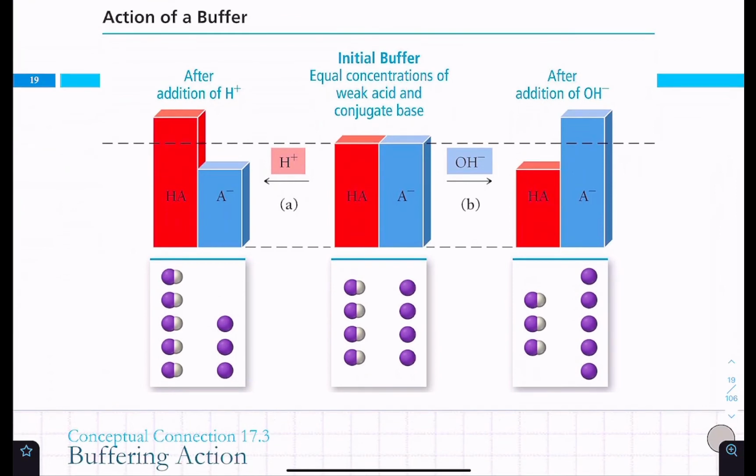So this is just a nice little visual of adding an acid or adding a base. In scenario A, we add 1 hydrogen in. And so we've got 4 buffer weak acids and 4 conjugate bases. When we add that hydrogen, it takes one of the conjugate bases and turns it into an acid, so now we've got 3 to 5. The opposite happens when hydroxide steals one of those protons, so now we have 3 weak acid molecules and 5 conjugate base molecules.